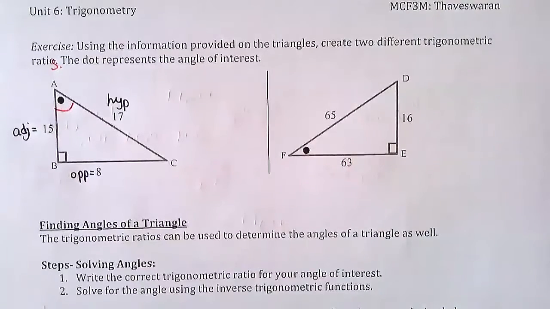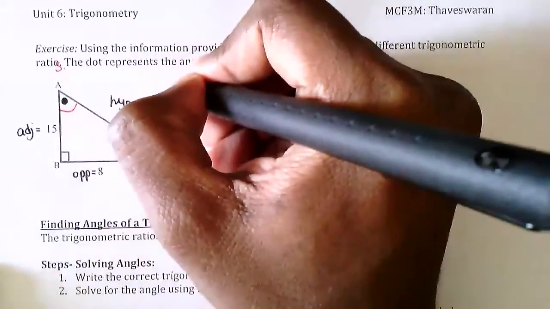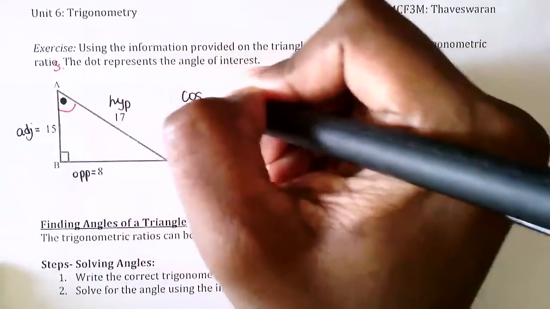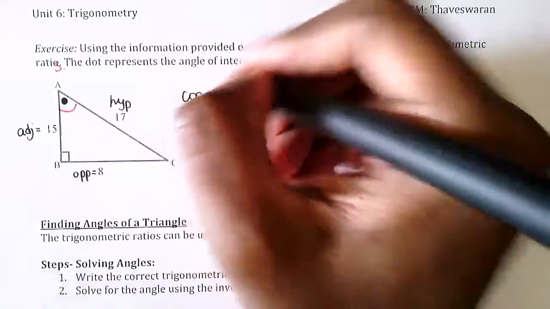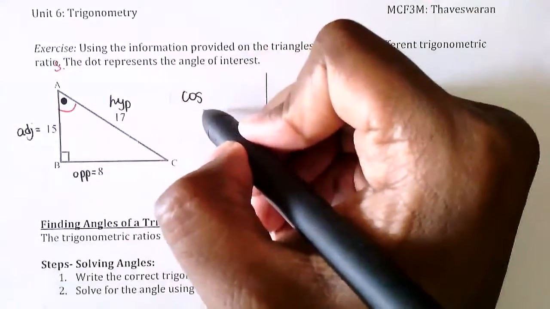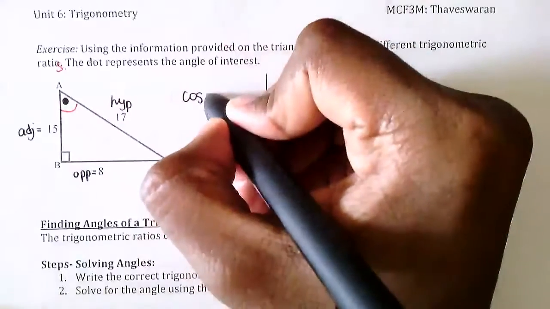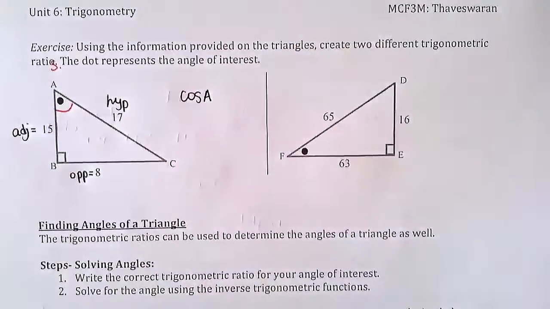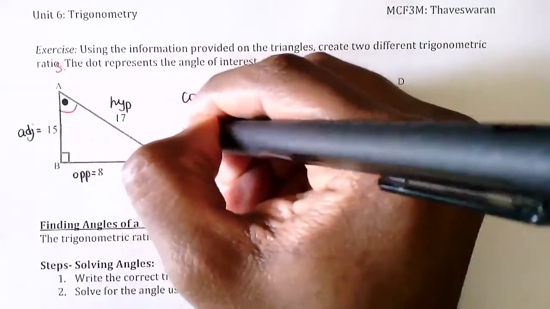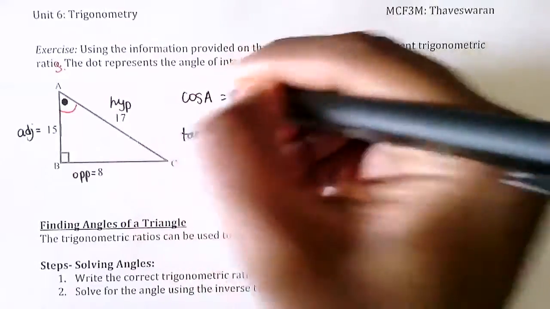Okay, so based on this, all it says is create 2 different trigonometric ratios. It's up to you what you want to do. So for this one, I want to do cosine as well as maybe tangent. So again, cosine, I can't just write cosine on its own. It needs its argument, its angle, which is A. And let's also do tangent of A as well.